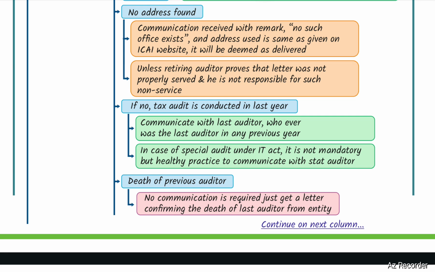In case of special audit under the IT Act, it is not mandatory but healthy practice to communicate with the statutory auditor. Death of previous auditor: no communication is required. Just get a letter confirming the death of the last auditor from the entity.